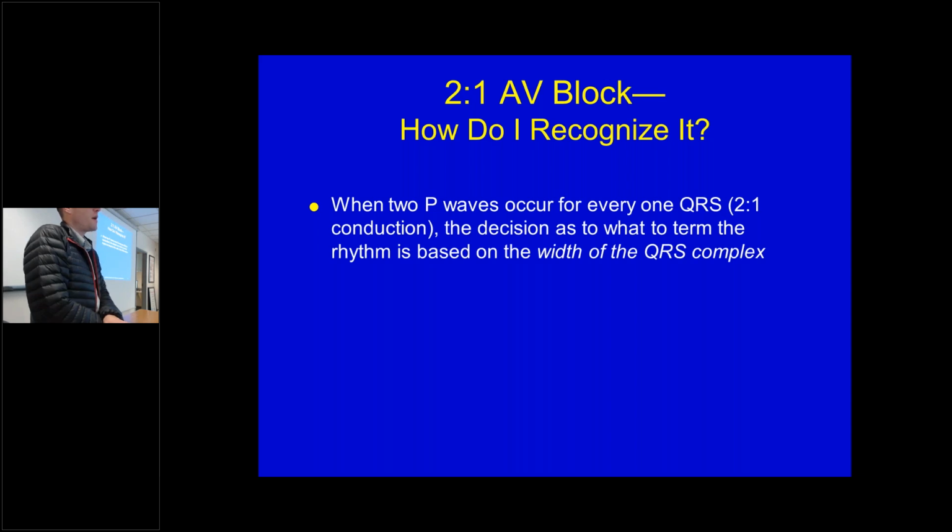So two P waves for every one QRS, meaning every other beat is a skipped beat, right? So how do you determine between a type 1 and a type 2? If you've got a 2-to-1 AV block, you look at the QRS complex. If the QRS is normal, then it's a type 1. If the QRS is wide, it's a type 2.